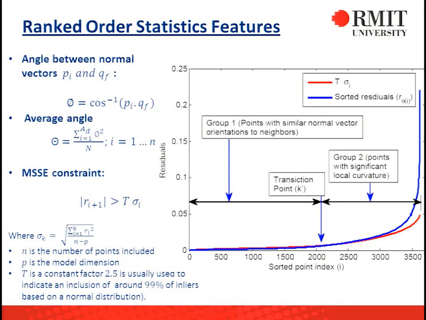Whereas points included in group number 2, with higher value residuals, are the ones that have normal orientations that vary or are unique in comparison to their neighbors. So these are points that have some significant local curvature, and they are the points that we call ranked order statistics features, and the points that we use for registration. However, in order to obtain those points, we need to find the transition point, K prime, that separates the two segments. For this kind of segmentation, we use the highly robust estimator called the modified selective statistical estimator.